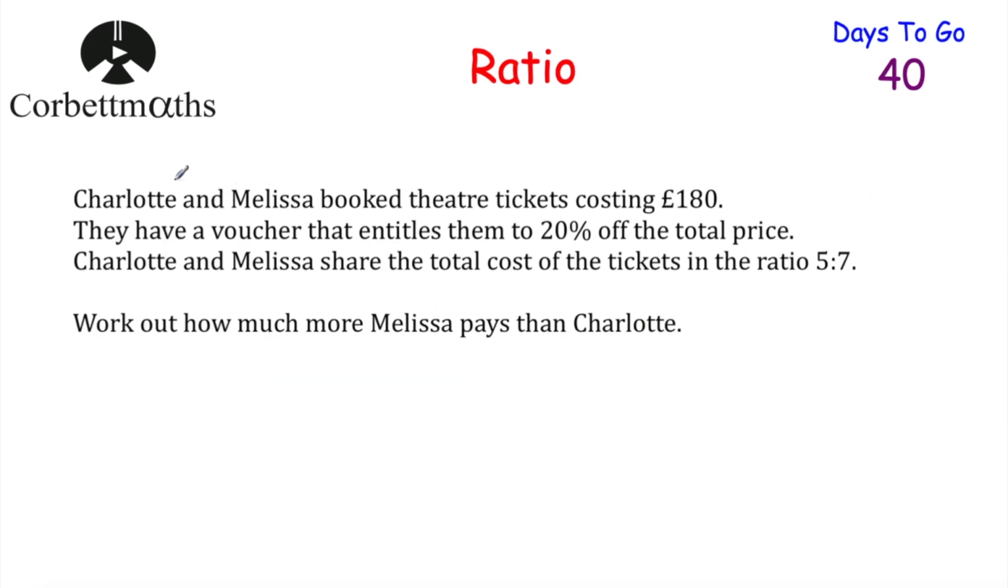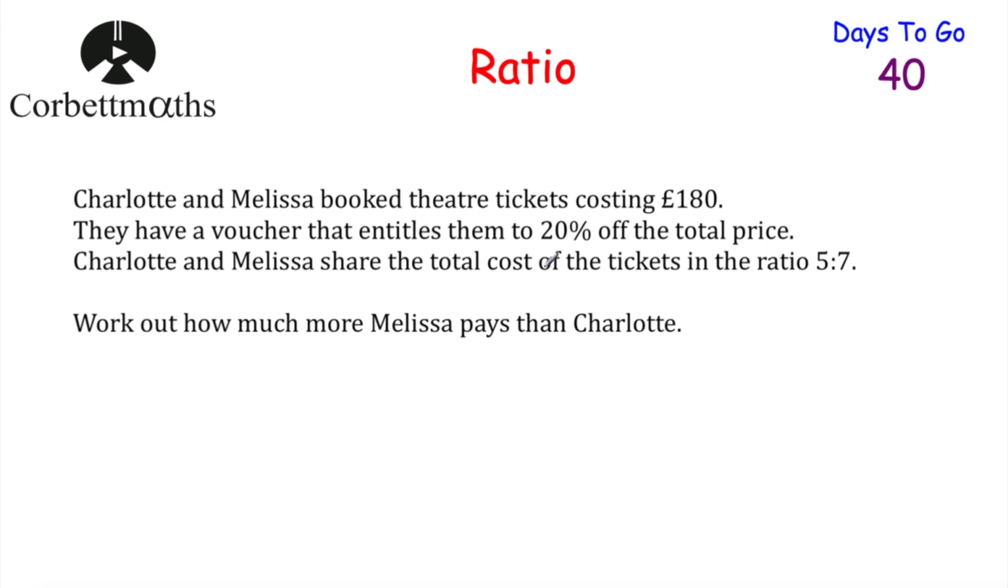Our first question says, Charlotte and Melissa book theatre tickets costing £180. And they've got a voucher that entitles them to 20% off the total price. So they get to save 20%. And then Charlotte and Melissa share the total cost of the tickets in the ratio of 5 to 7. So obviously after they use the voucher, they share the price of the tickets in the ratio of 5 to 7. For some reason, Charlotte's paying a bit less than Melissa. And the question says, work out how much more Melissa pays than Charlotte. So feel free to press pause now and figure out this question.